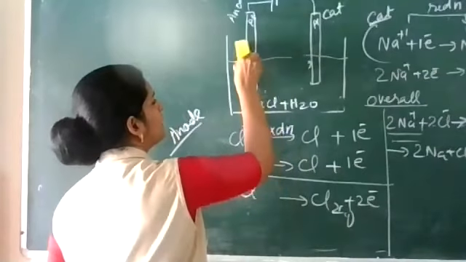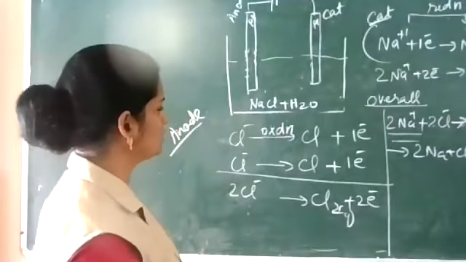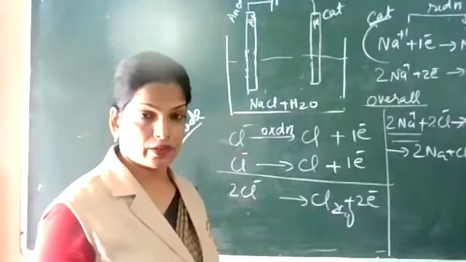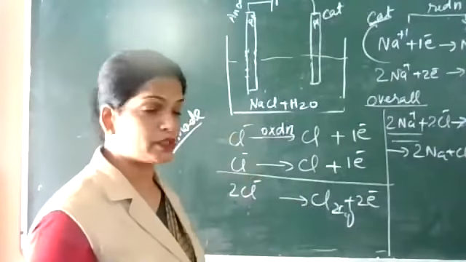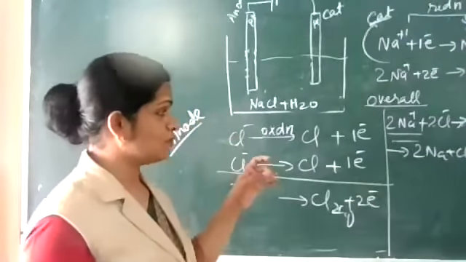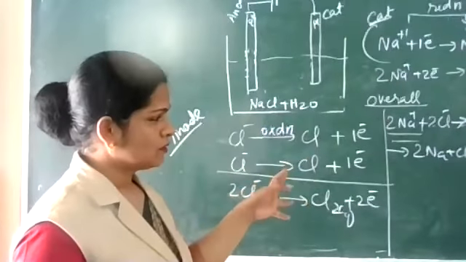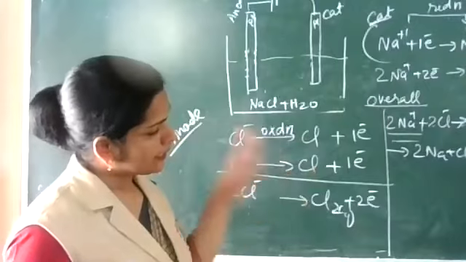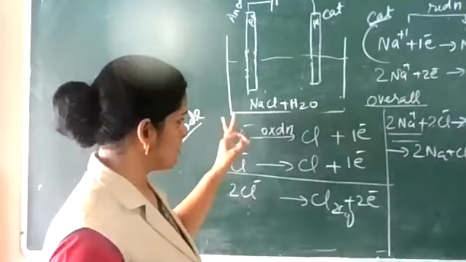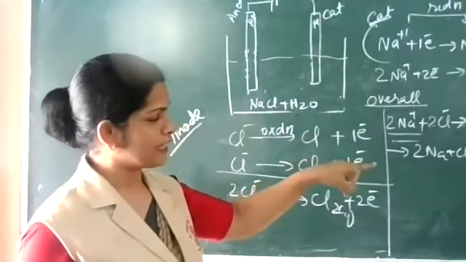Will you be getting chlorine at cathode? That is my question. What are the products of electrolysis of an aqueous solution of sodium chloride? We can call it an aqueous solution of sodium chloride. It's the same thing. My question is, by electrolyzing seawater, will you be able to get sodium and chlorine? Will the products be Na and Cl?